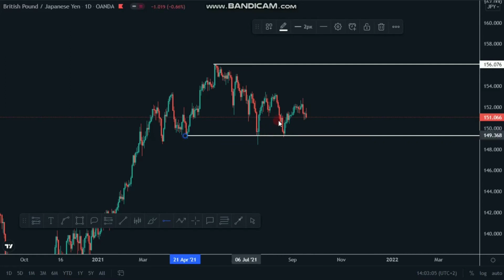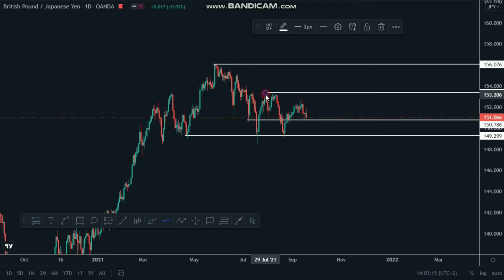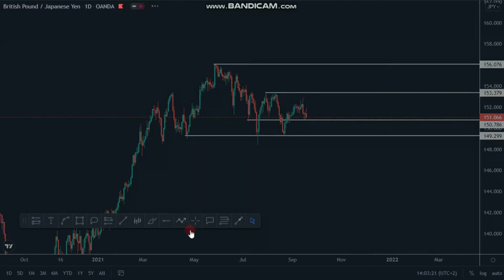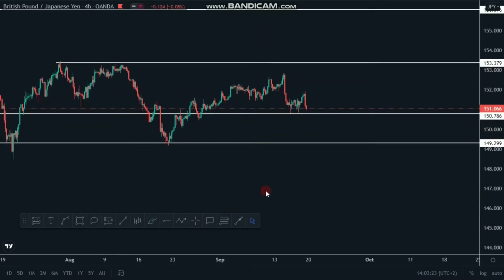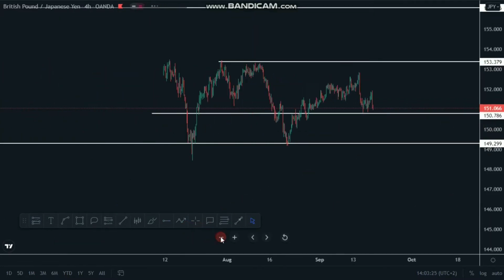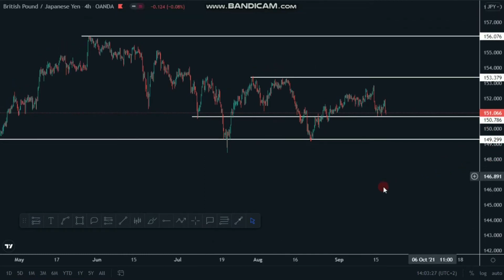So here we identify again our sub support. We're going to identify it here. Our sub support is this level, and our sub resistance is this level. So we're going to dive into the 4 hour time frame to identify the trend. When we dive into the 4 hour time frame, as you can see, the levels that we've drawn on the bigger time frame are respected here.